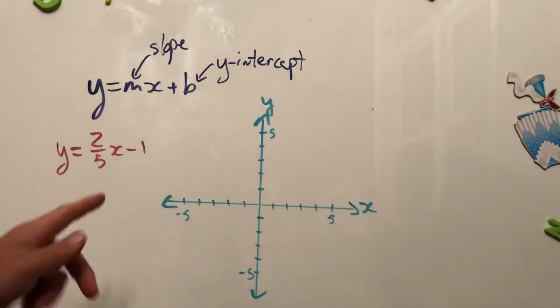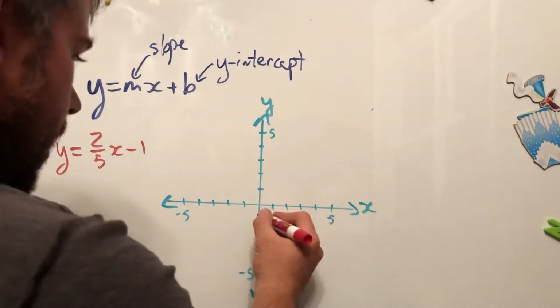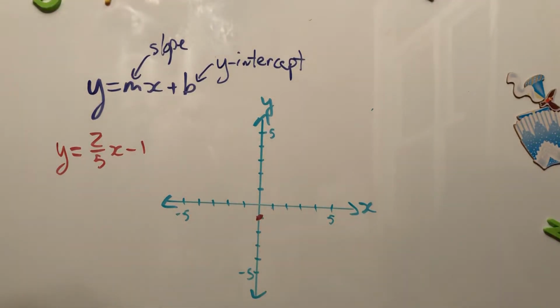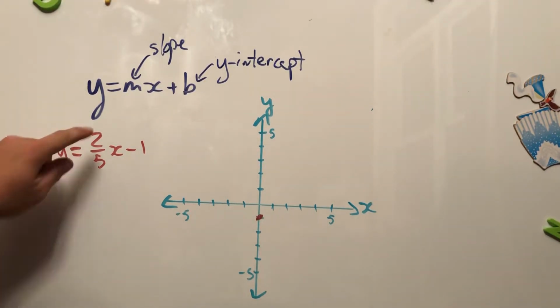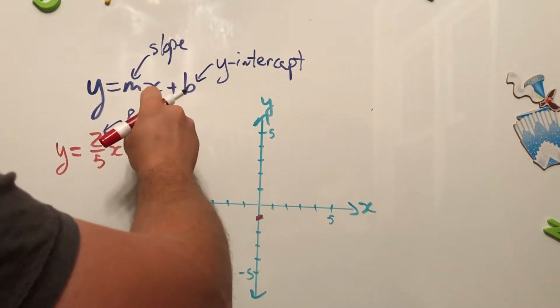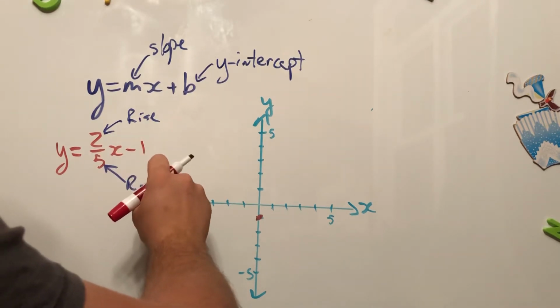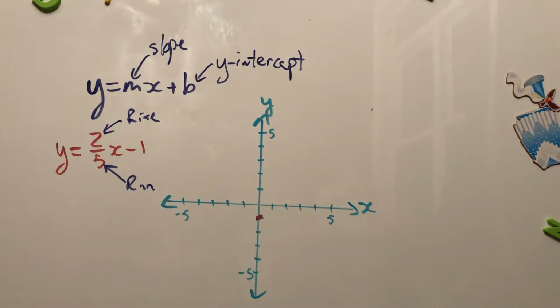All right, so we'll start at our y-intercept. b is -1, so we'll plot that right there. We'll then use our slope. This is the rise, and this is the run. Now the rise is going up vertically, and the run is going across horizontally.